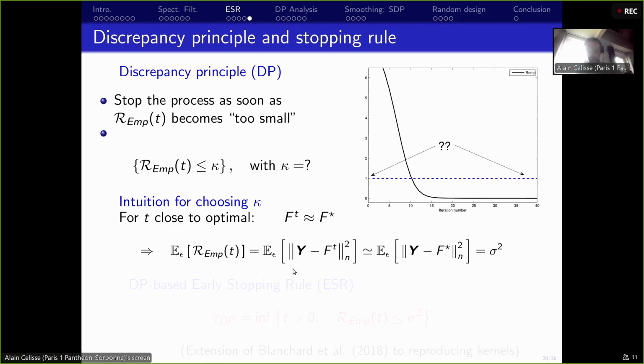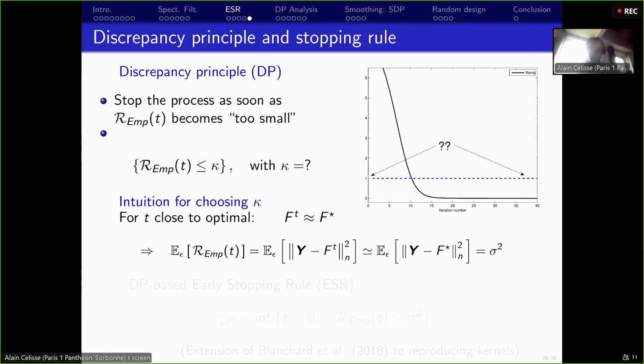What is the reasoning? Intuitively, although there are some bizarre aspects, the intuition is that if you are at an iteration t such that the estimator you get, f_t, is very close to the value of the function f star you are trying to estimate, then you're expecting that the residual y minus f_t should be very close to y minus f star. Meaning that if t is almost optimal as a number of iterations, then you're expecting that the expected value of the empirical risk, which is written here, should not be too far from sigma squared.